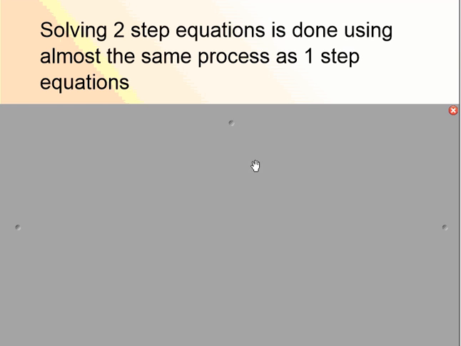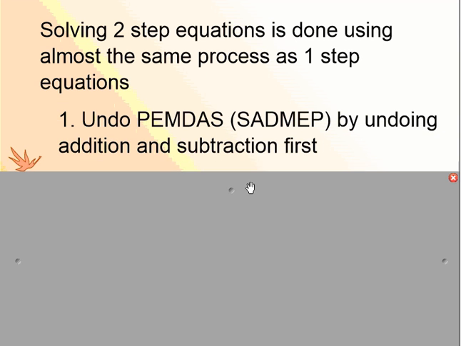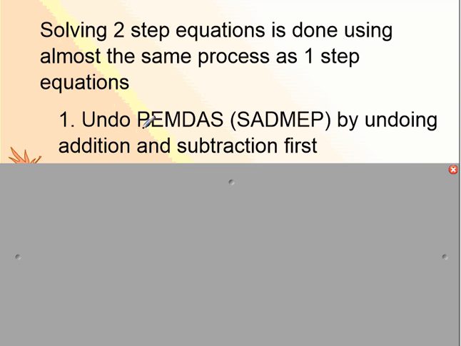So we're going to take a few notes on how to do this. Solving two-step equations is done using almost the same process as one step. It just gets a little bit more complicated, and you have to decide what to do first. So we're going to undo PEMDAS. We're going to do SADMAP by undoing addition and subtraction first. And when we actually get to some example problems, you're going to see what I'm talking about.